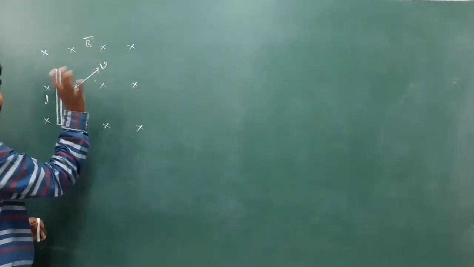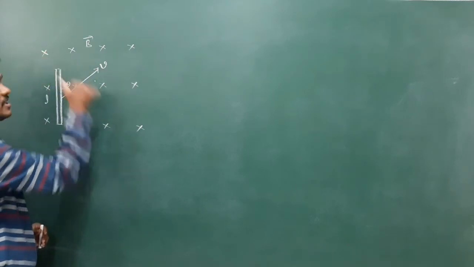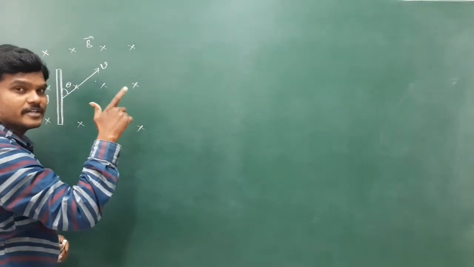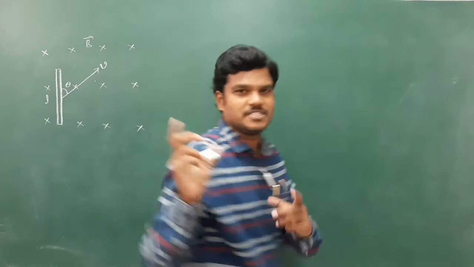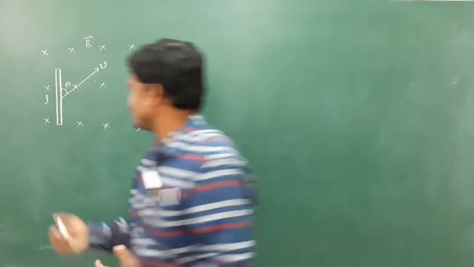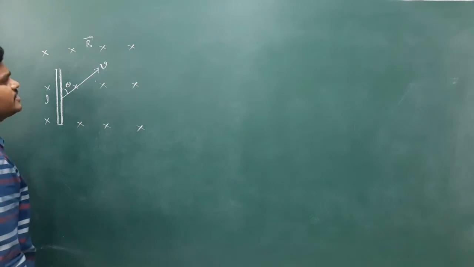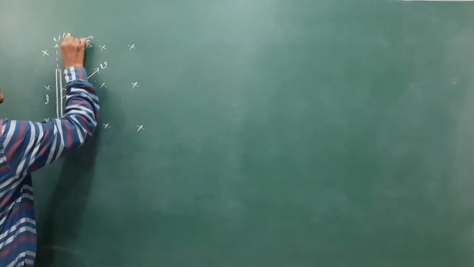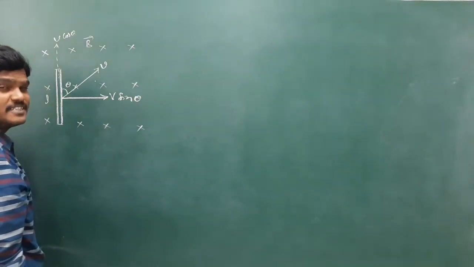Here the fingers are along V, inward is B, and V cross B gives the direction of the induced current. Otherwise, resolve that velocity into components. Let me start again with the last problem. Maybe I have taken some angle, theta, but that is not a problem. Resolve this V into components: this is V cos theta, and this is V sin theta.